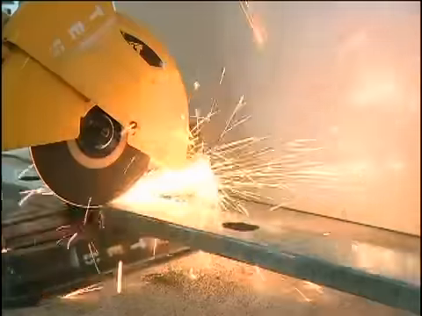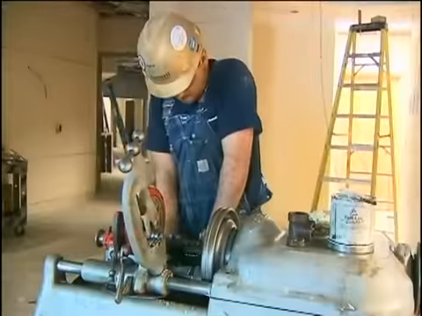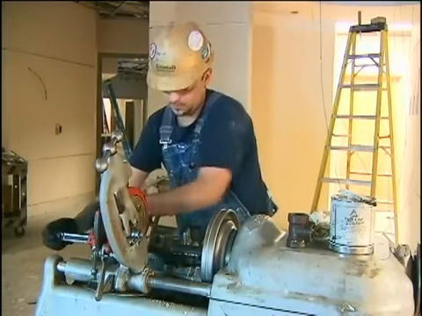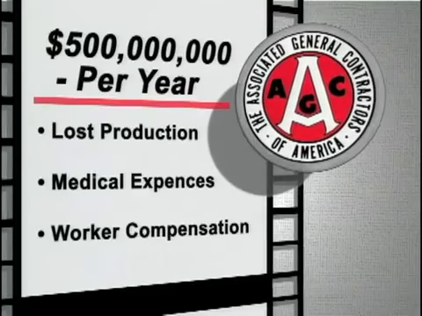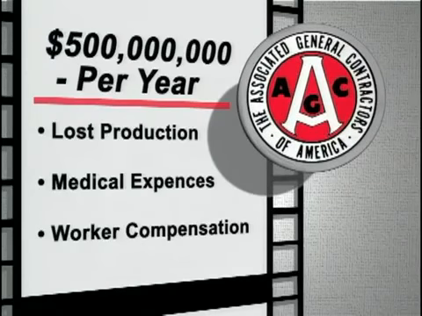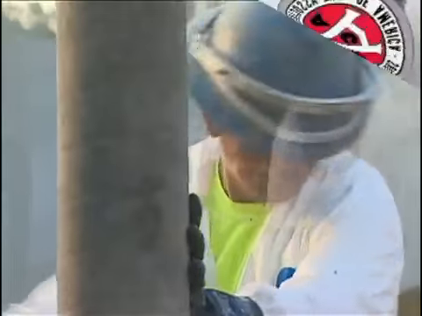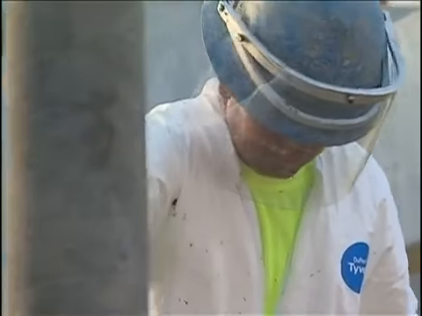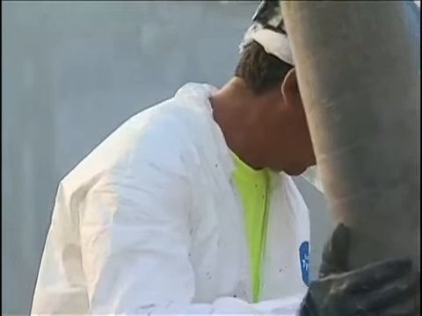Thousands of people are blinded each year from work-related eye injuries that could have been prevented with the proper selection and use of eye and face protection. Eye injuries alone cost more than $500 million per year in lost production time, medical expenses, and worker compensation. Personal protective equipment for the eyes and face is designed to prevent or lessen the severity of injuries to workers.